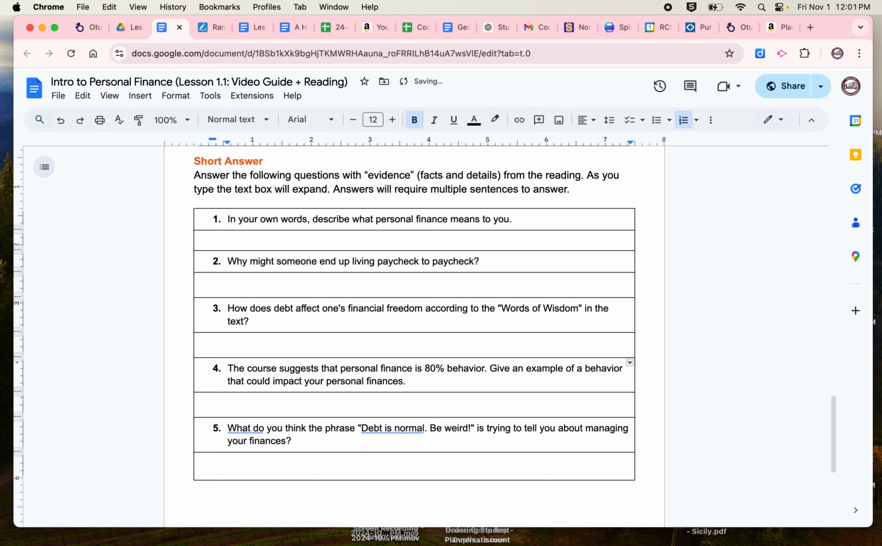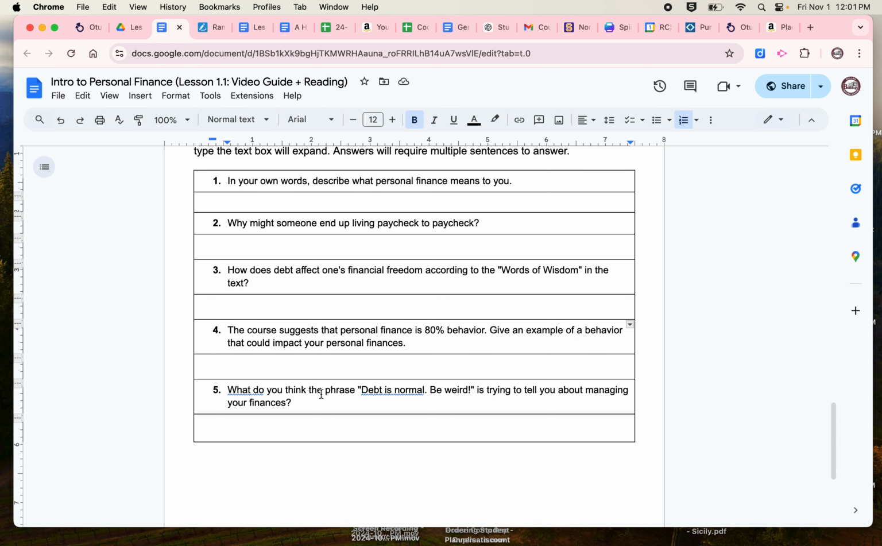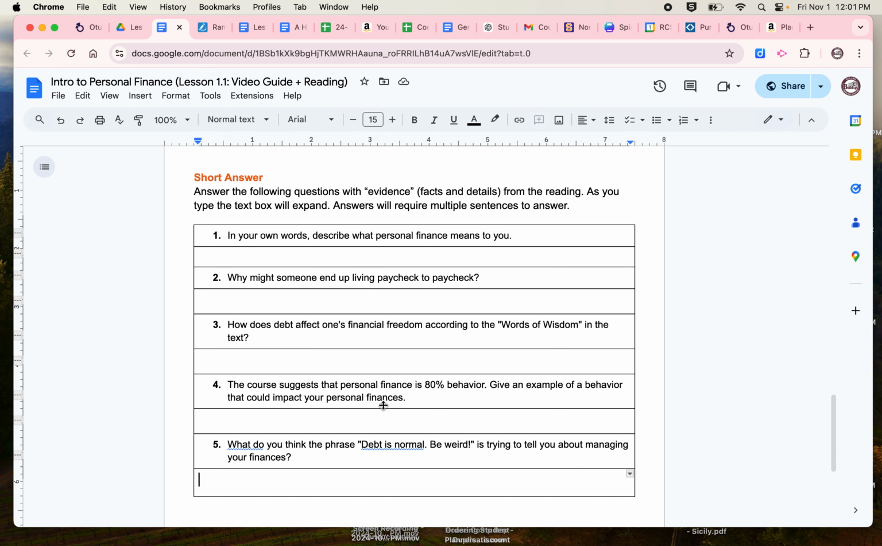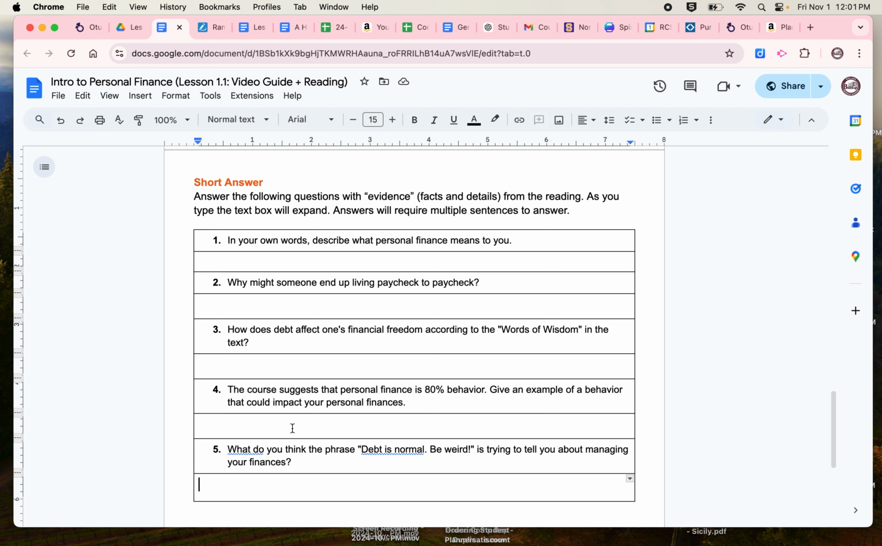This course suggests that personal finance is 80% behavior. Give an example of a behavior that could impact your personal finances. So this behavior could be a positive or a negative behavior. So lastly, what do you think the phrase debt is normal and be weird is trying to tell you about managing your finances? So whenever you have these short answers, you can write this in your journal of gold or on this document.